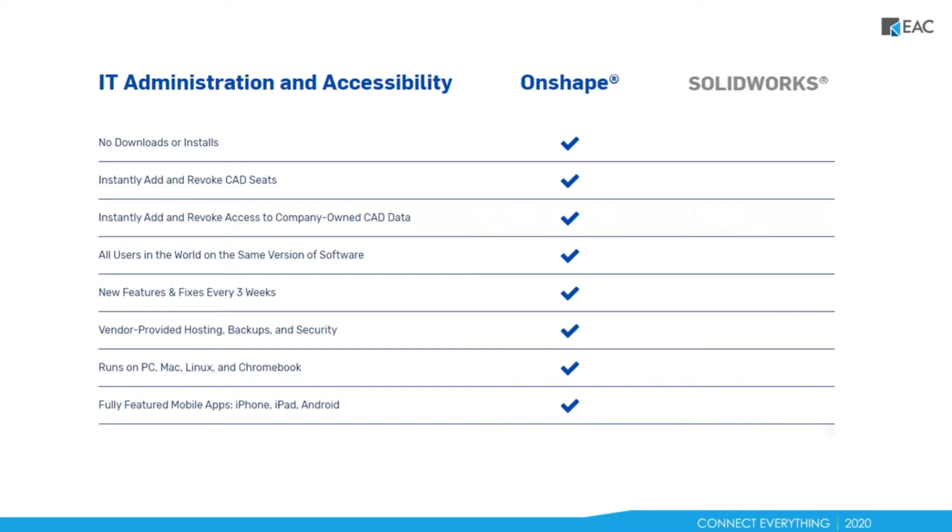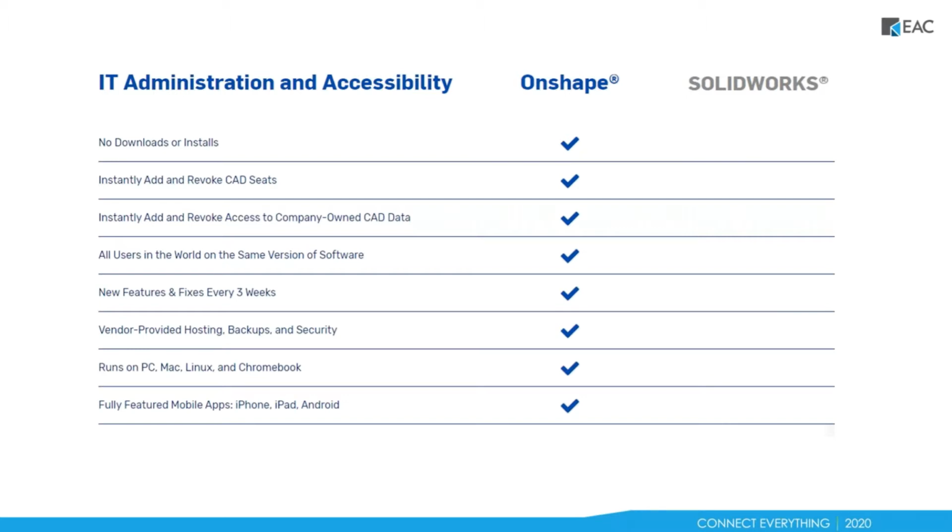We can instantly add or revoke access to things. So it's just as simple as adding somebody's email. You can also revoke and take away their access just by hitting a little checkbox or an X next to their name. All users in the world have the same version of software. That's just the way it works, right? Everybody has and points to the same software.